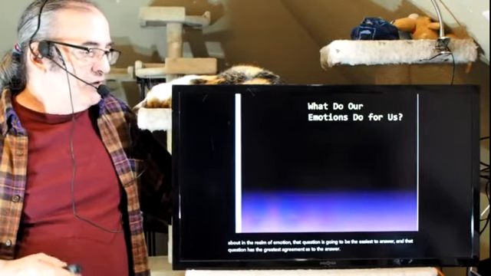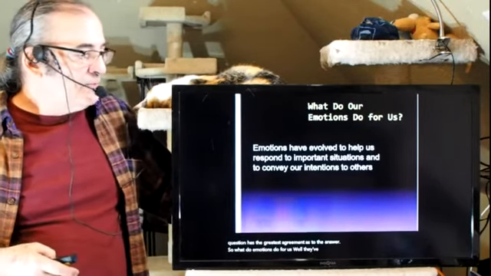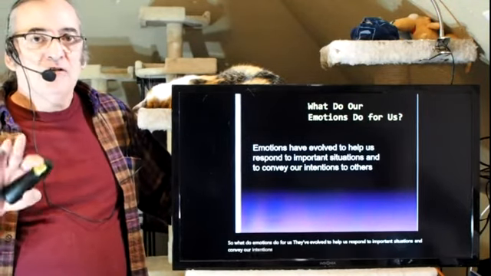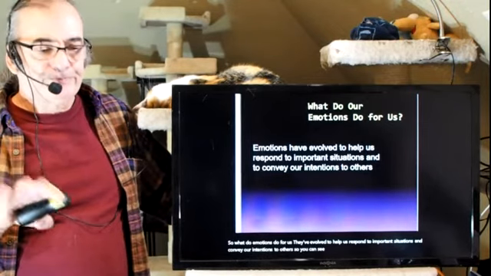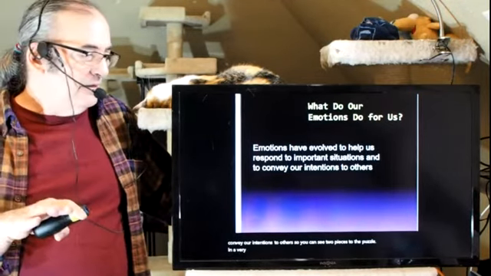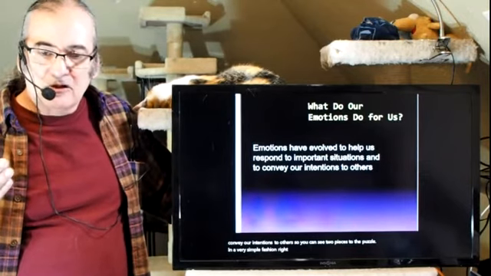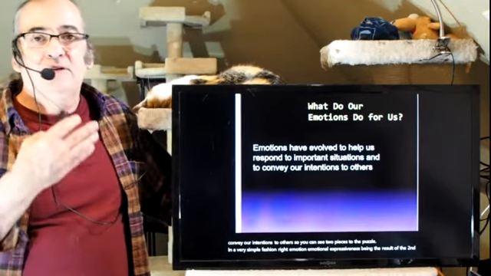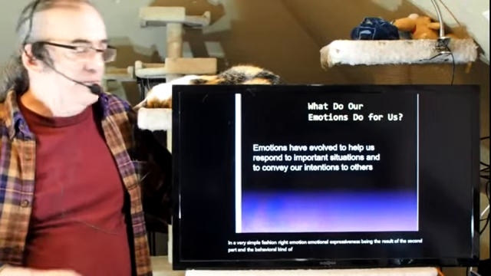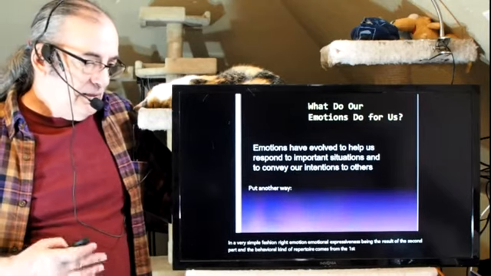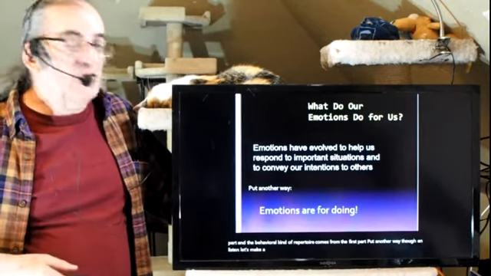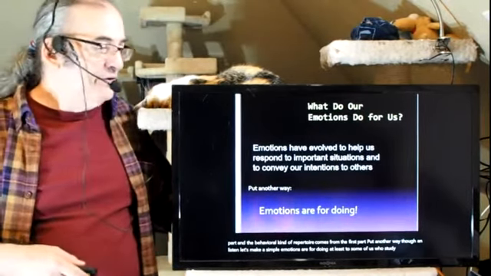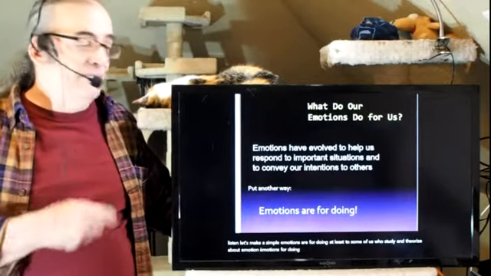So what do emotions do for us? Well, they've evolved to help us respond to important situations and to convey our intentions to others. So you can see 2 pieces to the puzzle in a very simple fashion, right? Emotional expressiveness being the result of the second part, and the behavioral kind of repertoire comes from the first part. Put another way, though, and let's make it simple. Emotions are for doing. At least to some of us who study and theorize about emotion, emotions are for doing. That's certainly the emotion camp that I'm in.